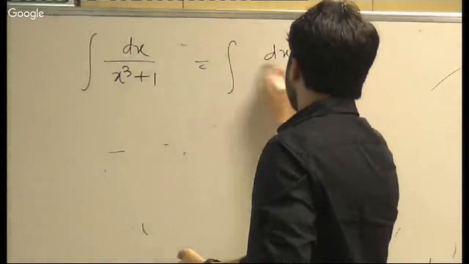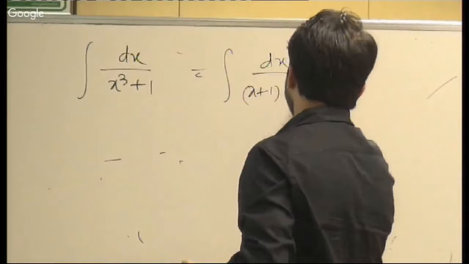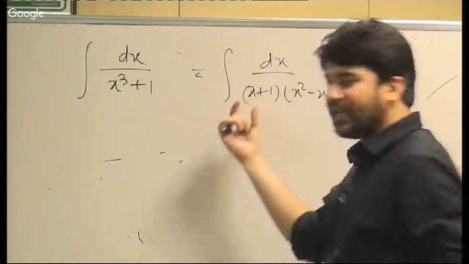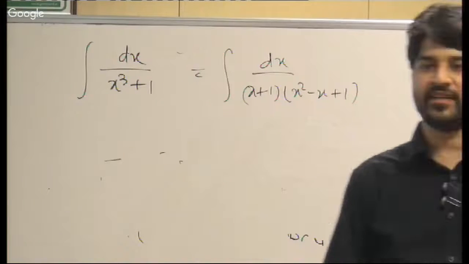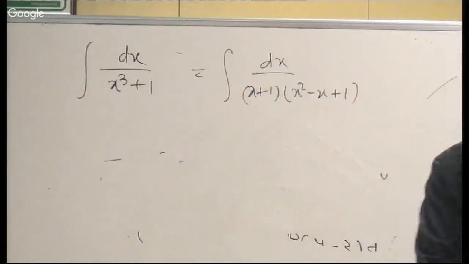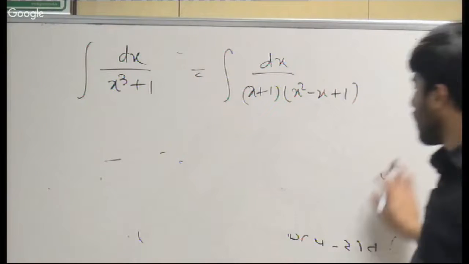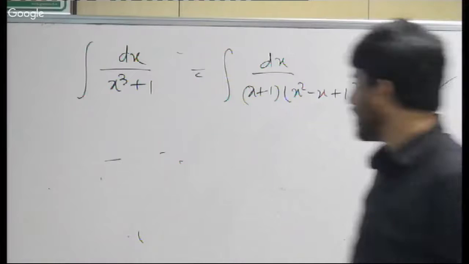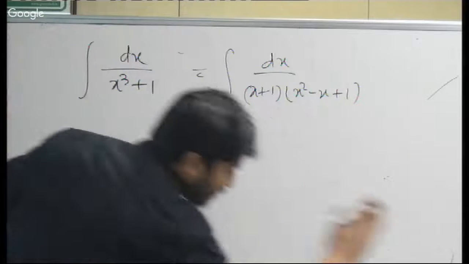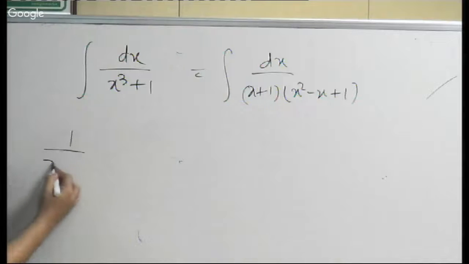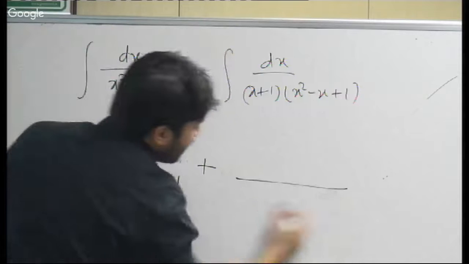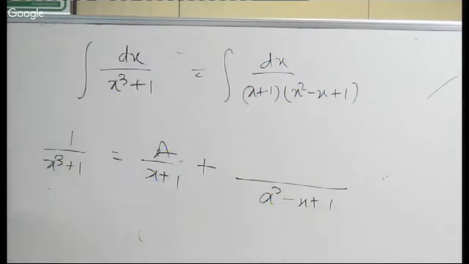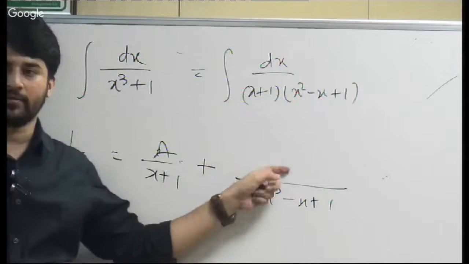So I can break this x cube plus 1 as x plus 1 into x square minus x plus 1. So I got a linear term and a quadratic term, right? And this quadratic term cannot be further factorized. Why? The discriminant is 1 minus 4, that is minus 3, negative. So how to handle this type of a thing? Again, it is not a very big thing. जो आप class 9 test में कर रहे थे, that is the same thing. 1 by x cube plus 1 is nothing but a by x plus 1 plus x square minus x plus 1. Now tell me, what should be here?